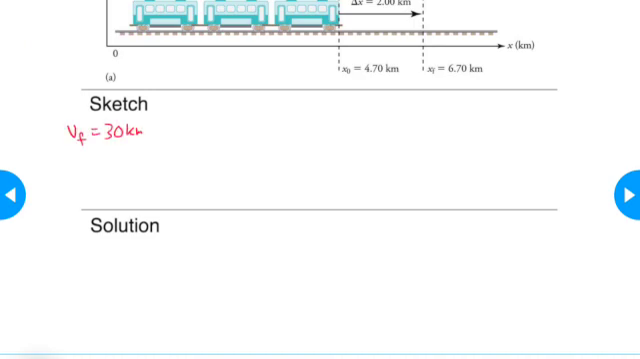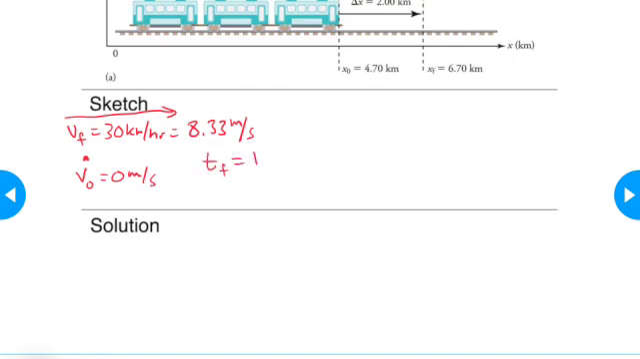So final velocity is 30 kilometers per hour. I'm just going to tell you what that is in meters per second now. Basically, we would multiply across, get 30,000 divided by 3,600, and that would eliminate the zeros. 300 divided by 36 gives us 8.33 meters per second. And again, that is going this direction. Initial velocity, 0 meters per second.